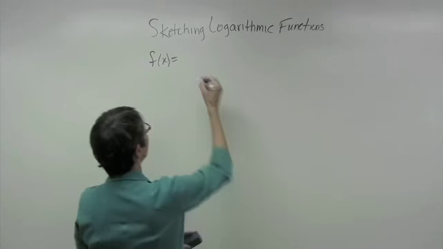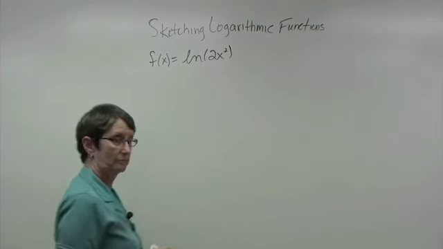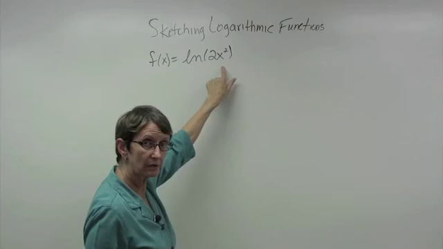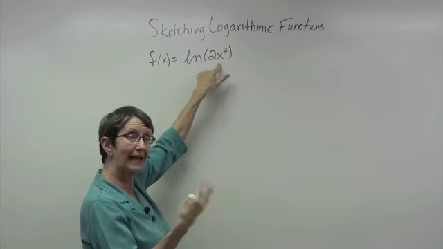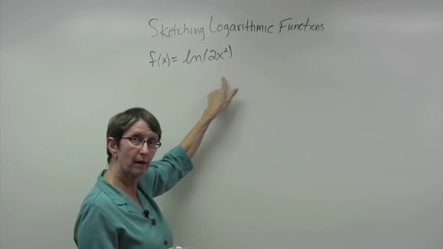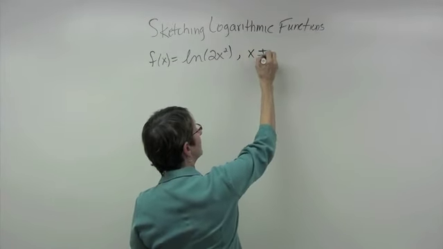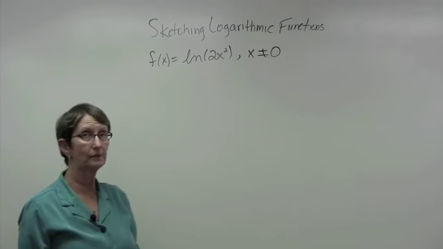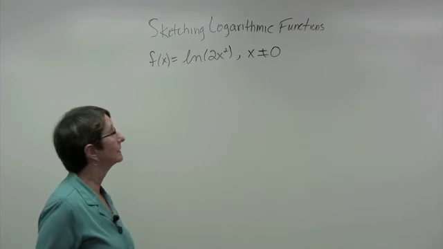Let's look at f of x equals natural log of 2x squared. Because of the x squared, I can put in negative numbers. Remember, the natural log function itself can't be negative or 0. I can put in a -1 because I square it first and then multiply by 2, so it's positive. The only thing I can't have here is that x cannot equal 0. I can't have x equal to 0.